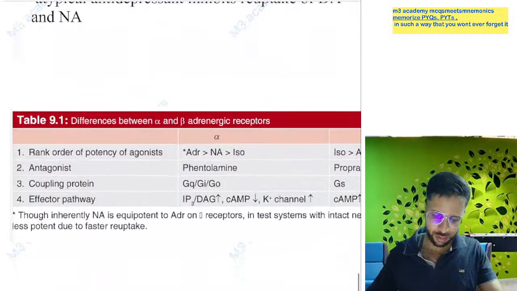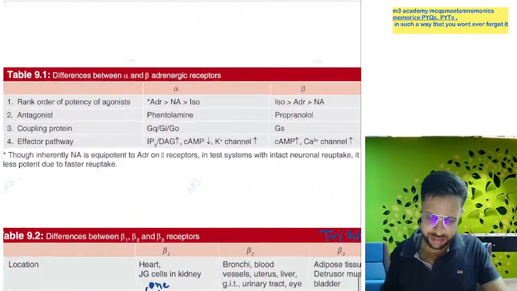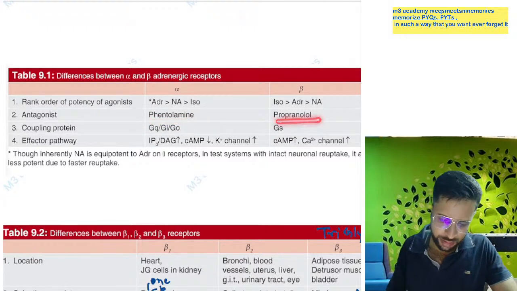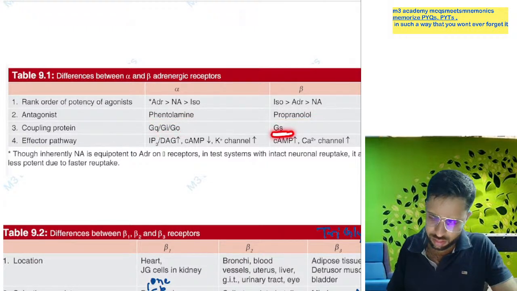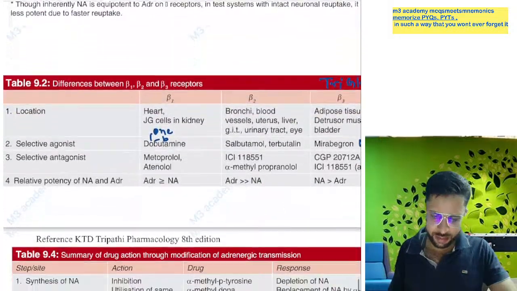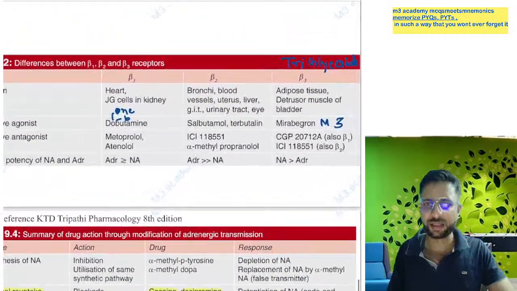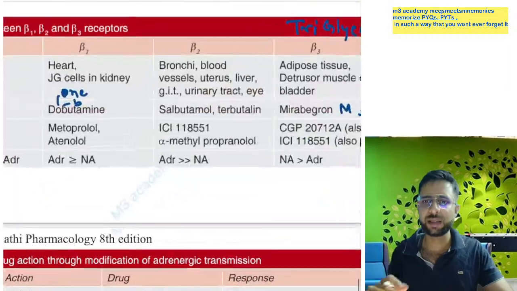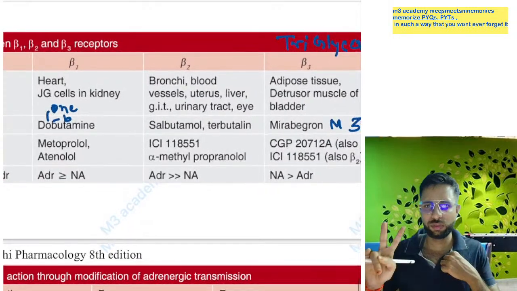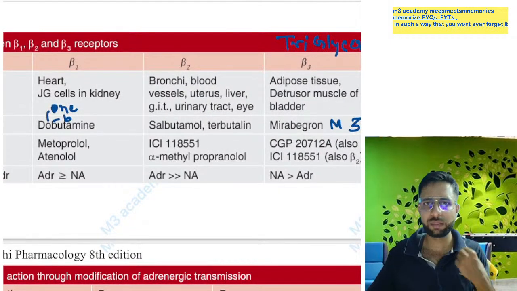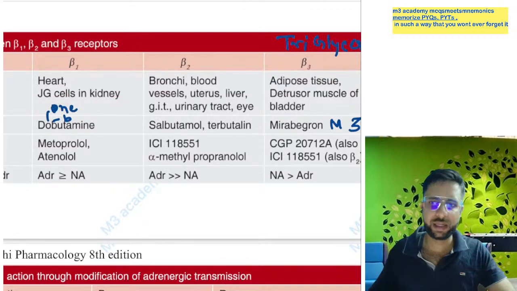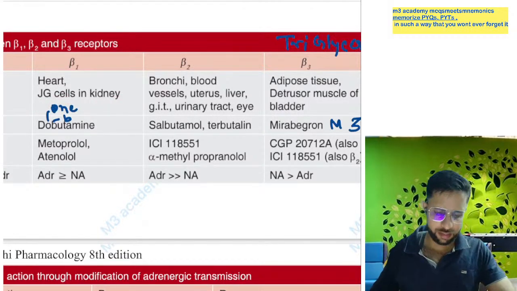Now next is the difference between alpha and beta receptors. Alpha antagonist is phentolamine and beta antagonist is propranolol. Alpha is Gq, Gi or Go, beta is Gs type. Next is the beta receptor. Sympathetic receptors are alpha and beta. Beta is of three types: beta 1, beta 2, and beta 3. We have one heart and two lungs: beta 1 on the heart, beta 2 on the lungs. Also beta 1 on the JG cells of the kidney, which release renin.